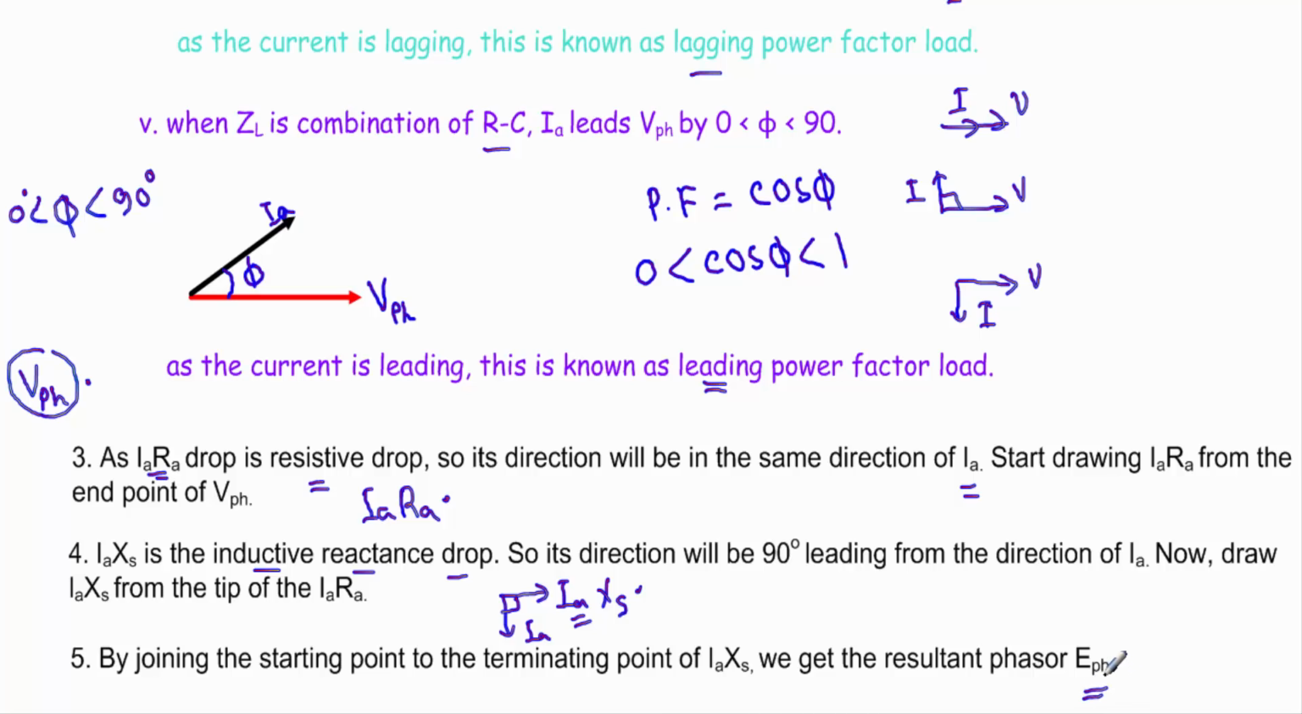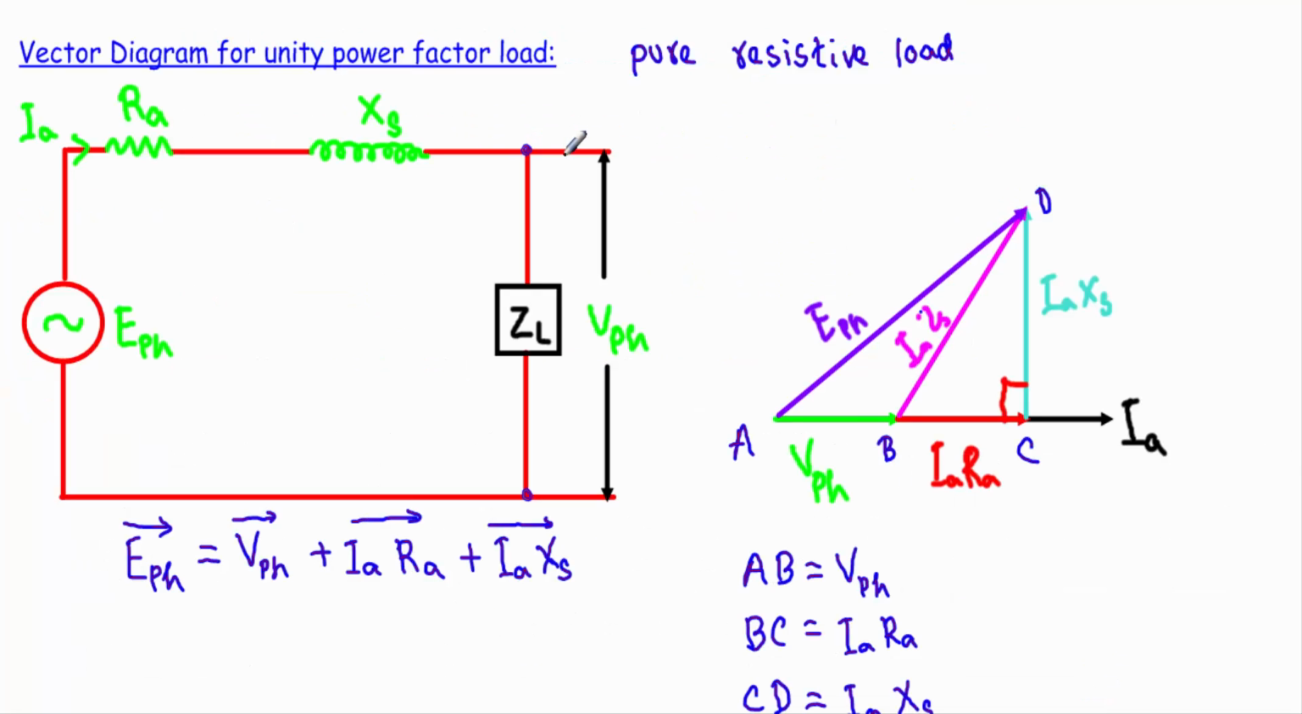Now I will show you how we implement this algorithm, or these steps, in drawing the vector diagram of an alternator with different types of load. Okay, now I will show you how to draw the vector diagram of an alternator when it is loaded with a unity power factor load. Unity power factor load means I will use a pure resistor.